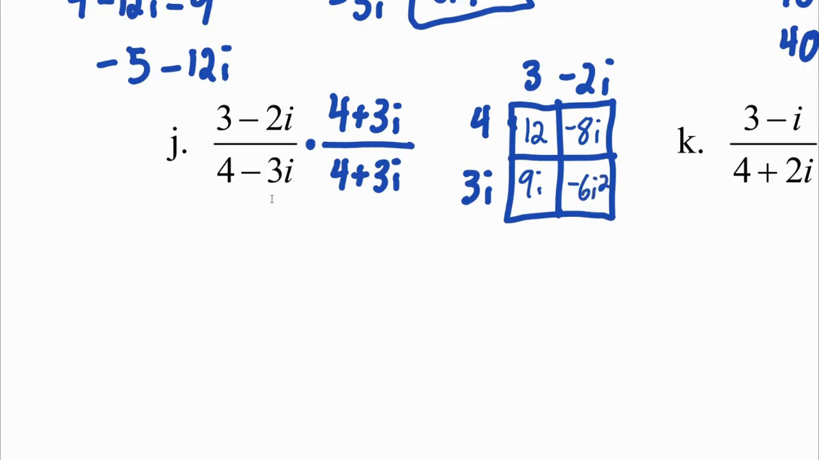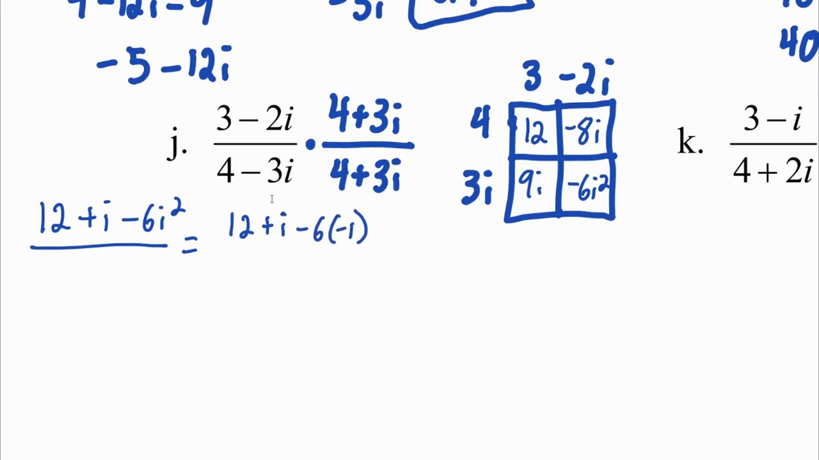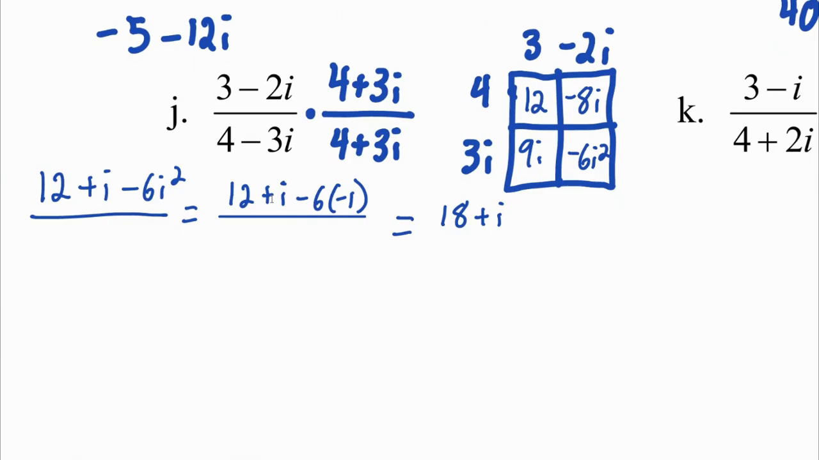So for that numerator, I'm going to get 12. I can combine those i's together. So 12 plus i minus 6i squared. Again, that's just the numerator. Again, I can replace that i squared with a negative 1. So that's technically going to become a plus 6. And so I'm going to get 12 plus 6, which is 18, plus i for my numerator.